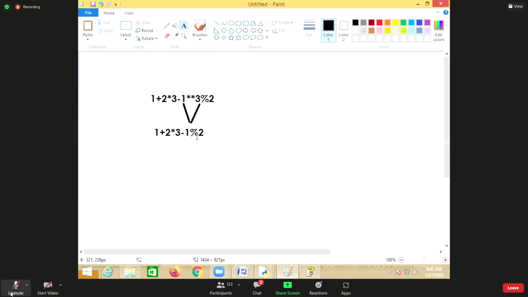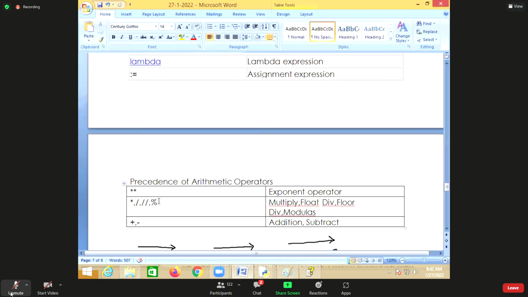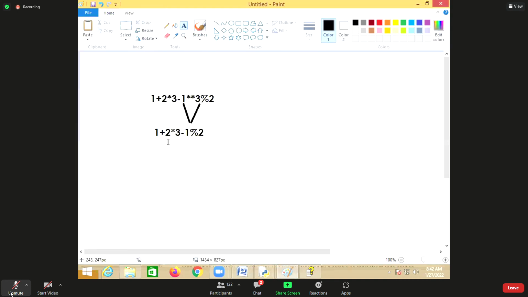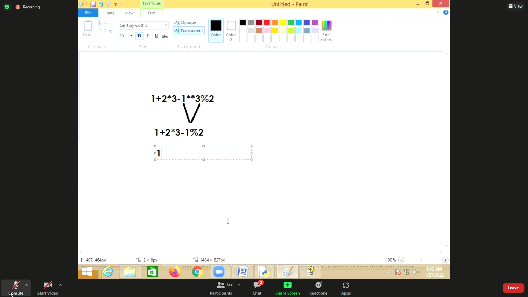Is star and percentage given equal precedence or not? Yes. Star and percentage are given equal precedence here. Then evaluation is from left to right. Then 1 plus, 1 plus what is that? 2 into 3. 2 into 3 is what? 6. And 6 minus 1 mod which one?